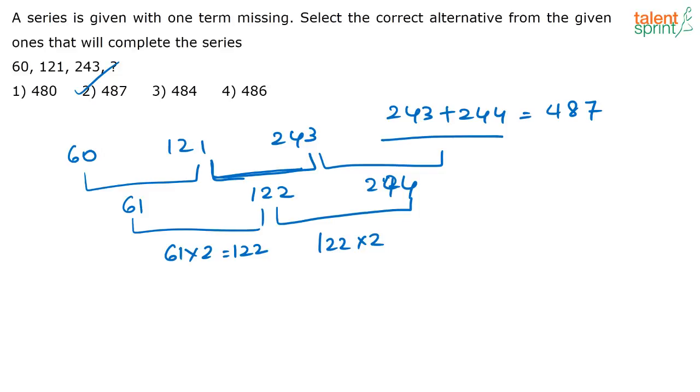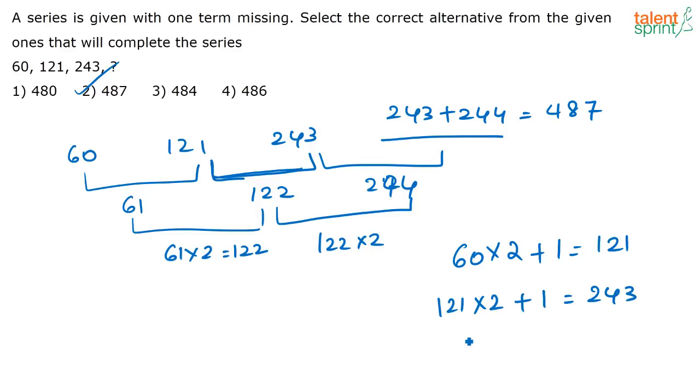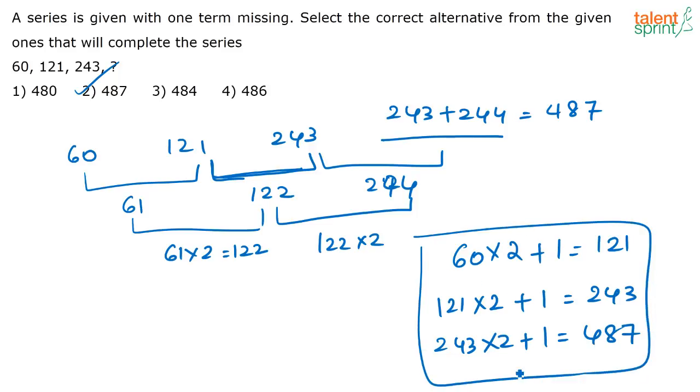Okay, so what other way of doing it is this, 60 into 2 plus 1, that is equal to 121. Similarly, 121 into 2 plus 1 will be 243. Next will be 243 into 2 plus 1, correct, that is equal to 487. So into 2 plus 1, basically that's what they are doing. You needn't write it in steps like this, this would be the easier way to do it.